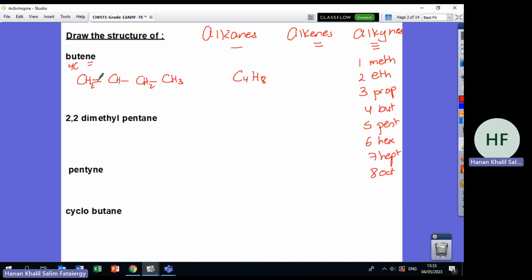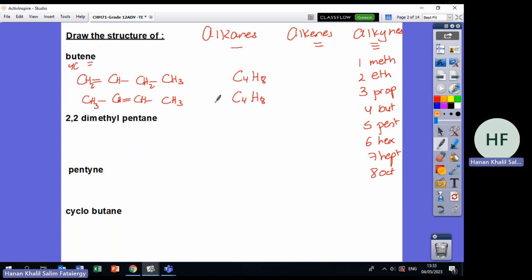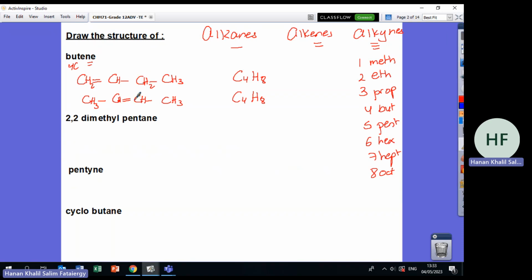Now I can draw butene in a different way. I can put my double bond here in the middle. So the structure will be 1, 2, 3, 4, and the double bond will be here. Now CH3, CH, CH, CH3. Now again, the formula is C4H8. Now, how can I differentiate between this one and this one? This one, the double bond is at carbon number 1. And for this one, the double bond is at carbon number 2. Okay, this is 1, this is 2. My double bond is at carbon number 2.